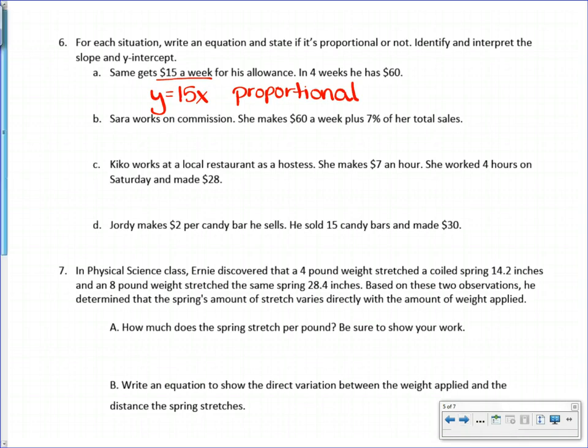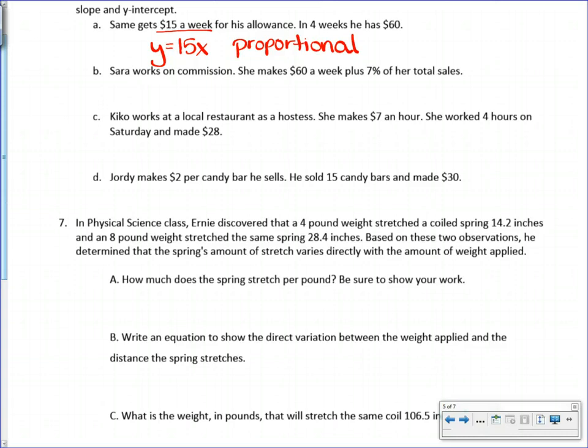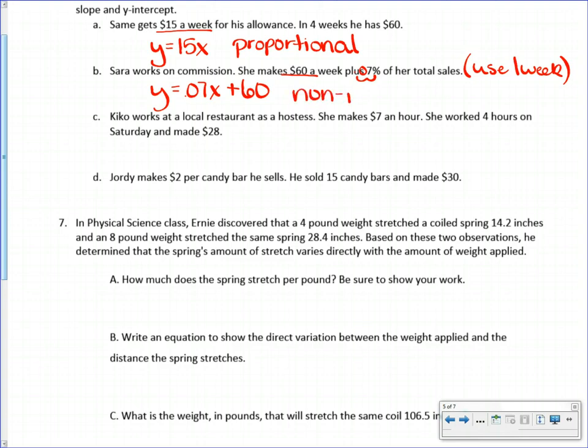Letter B. Sarah works on commission. She makes $60 a week plus 7% of her total sales. So we're going to look at 1 week. We're only going to look at 1 week and how much she would earn. So she starts by making $60. That's how much she gets for the week. And then 7% of her total sales, turn 7% into a decimal, so 0.07 times x, and then add the 60 she makes for the week. Because we have a y-intercept of 60, this is non-proportional.